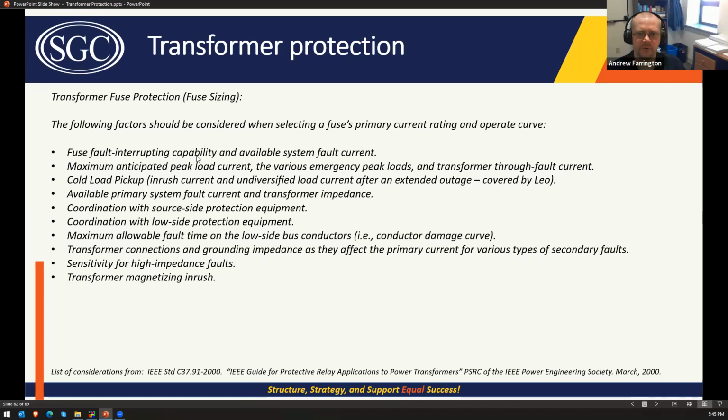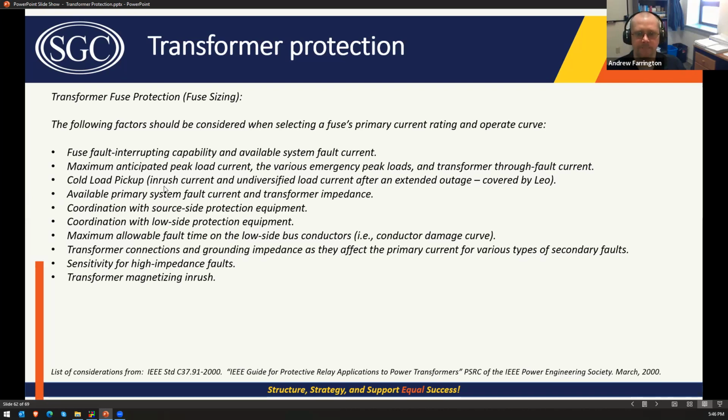The fuse's fault interrupting capability and the available system fault current, maximum anticipated peak load current, and the various emergency peak loads of the transformer and the transformer through fault current. So obviously you want to be above your load, right? And if you've got emergency loads like the emergency rating, long time emergency, short time emergency, and drastic action limit are usually the ones I'm familiar with. And the transformer through fault current, right? All those things you want to be below the through fault current.